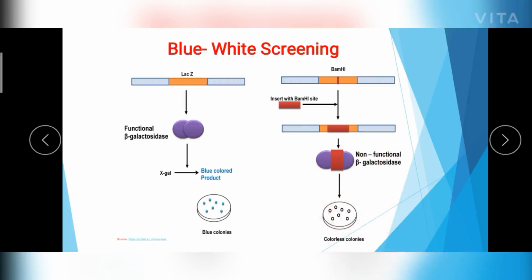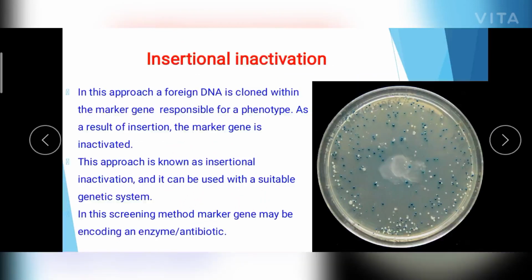So in this manner, the transformed cells, that is the recombinant cells, because they are having the foreign gene inserted in this LacZ gene, they produce white color colonies, whereas the non-transformed cells, because there is no foreign gene, will be producing the functional enzyme beta-galactosidase. It will be reacting with the substrate, and when you plate it on a medium, you will be able to see blue color colonies. So that is what is represented in this picture.